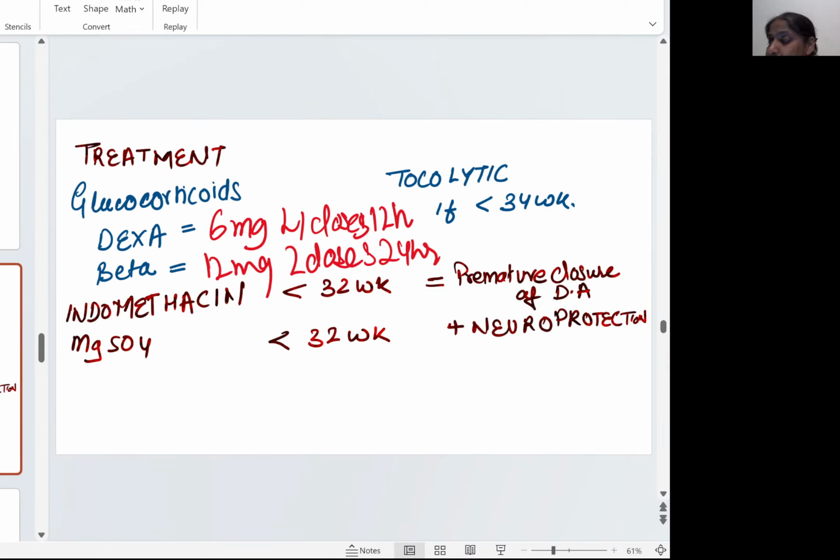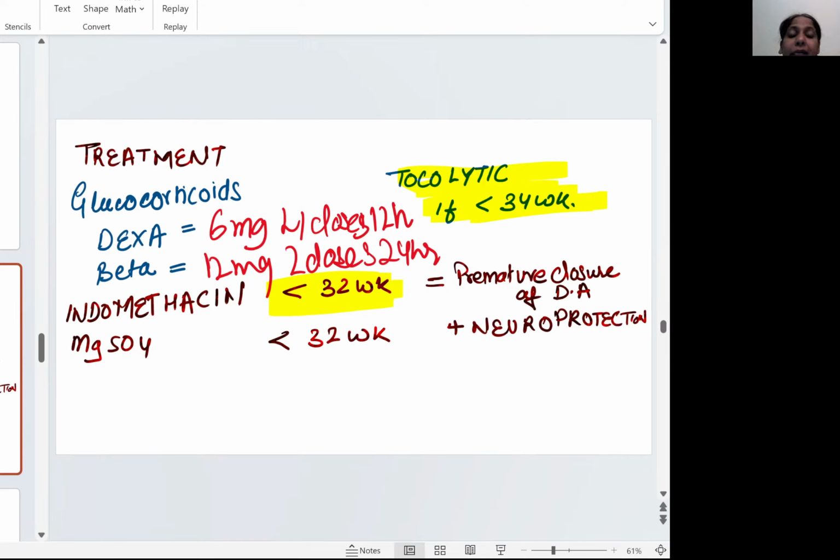Okay, is it okay? Yes, tocolytics are only given if pregnancy is less than 34 weeks. Last time there was a PYQ of FMG on tocolytics drug. Listen carefully. Question is expected from this topic. Tocolysis. Indomethacin is a prostaglandin synthetase inhibitor. Is to be given if the period of gestation is less than. Very good. Dexa 4, beta 2, gaps.